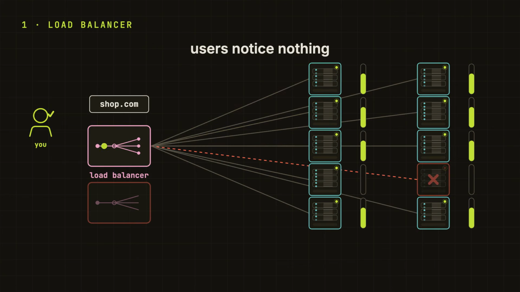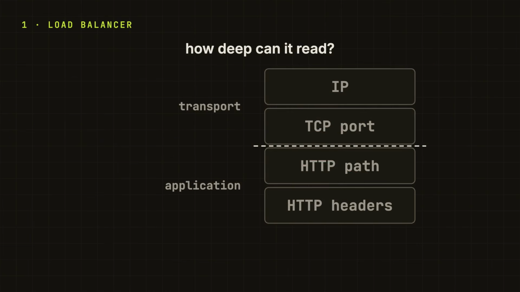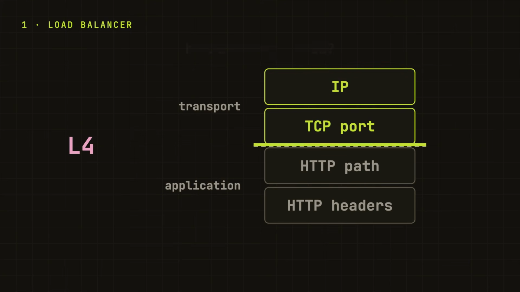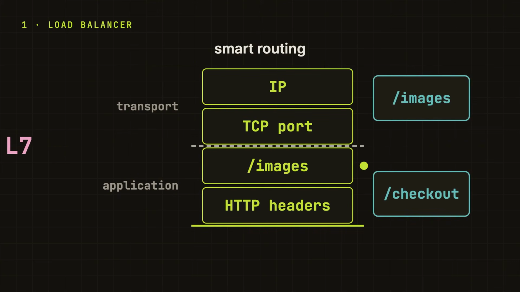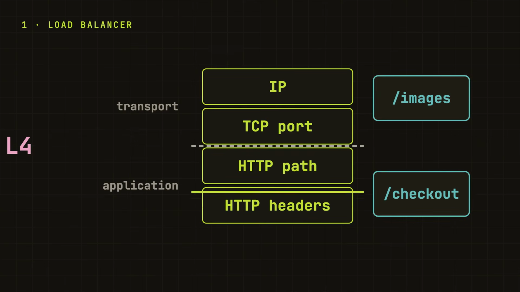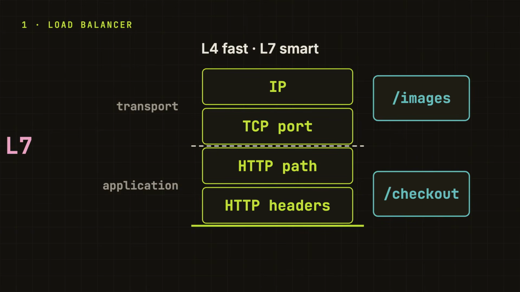Users notice nothing. One more distinction for the interview, load balancers come in at two levels. An L4 load balancer works at the transport level. It only looks at IP addresses and ports, so it is very fast, but not very smart. An L7 load balancer works at the application level. It can actually read the request, the path, the headers, so it can do smart routing, like sending slash images to one group of servers and slash checkout to another. L4 is fast, L7 is smart.